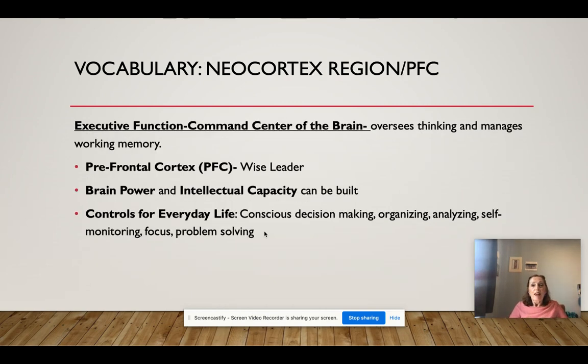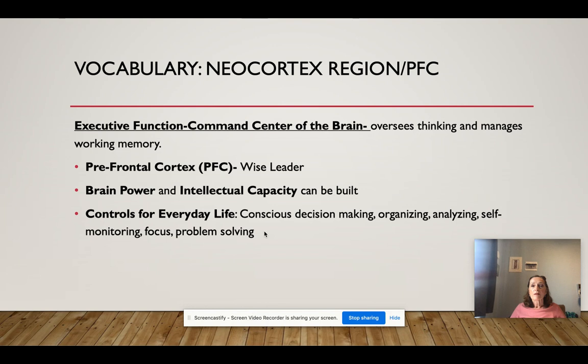So the next piece of this is the neocortex region, and this is the executive function command center of the brain. This region, the upper brain, oversees thinking and manages working memory. So this is your prefrontal cortex, the wise leader of the brain.